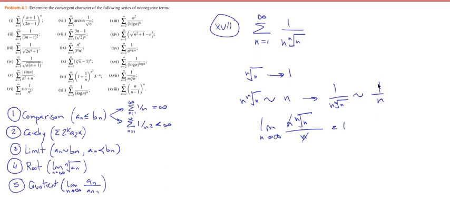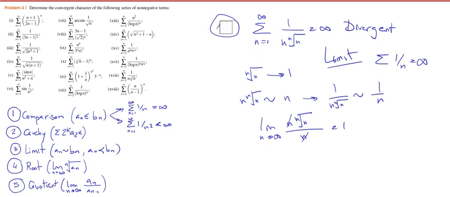But the series of 1 over n is divergent. So this means that this one is also divergent, using the limit comparison test. And then 18, which is the last one.